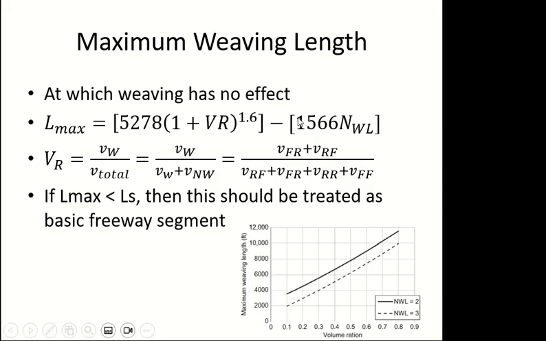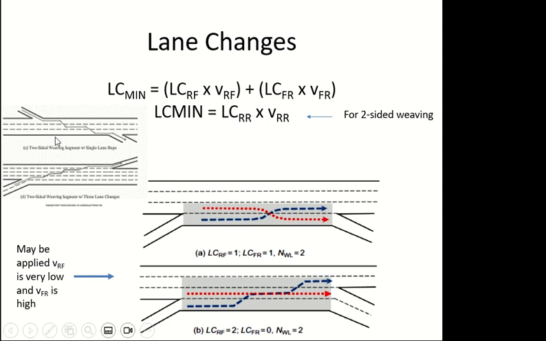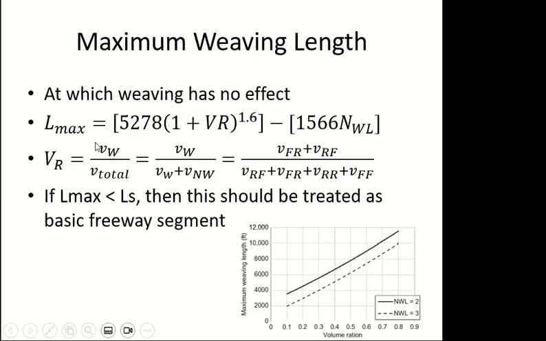Then you find out the maximum weaving length. This is called Lmax, the maximum weaving length. If your weaving distance, the distance between the two ramps, is less than or equal to Lmax, then it's a weaving segment. Otherwise you will divide it into two segments, one merging and the other diverging. The rest of the calculations will not apply to that segment then. So this is how you calculate Lmax.